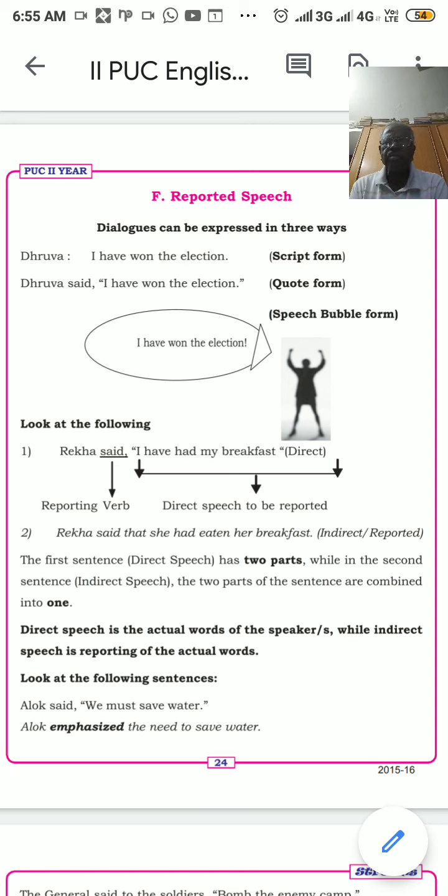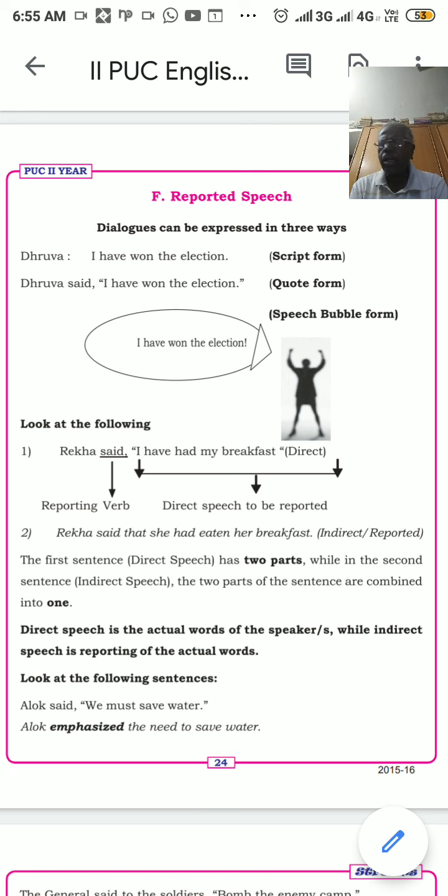The boys said, "Hurrah! India won the match." So here, said is changed. The boys exclaimed joyfully, as hurrah means joyful; suppose alas means sad. The boys exclaimed joyfully that India had won the match. India won, past tense, becomes past perfect tense, had won the match. So I hope you have understood how to change direct into indirect speech.